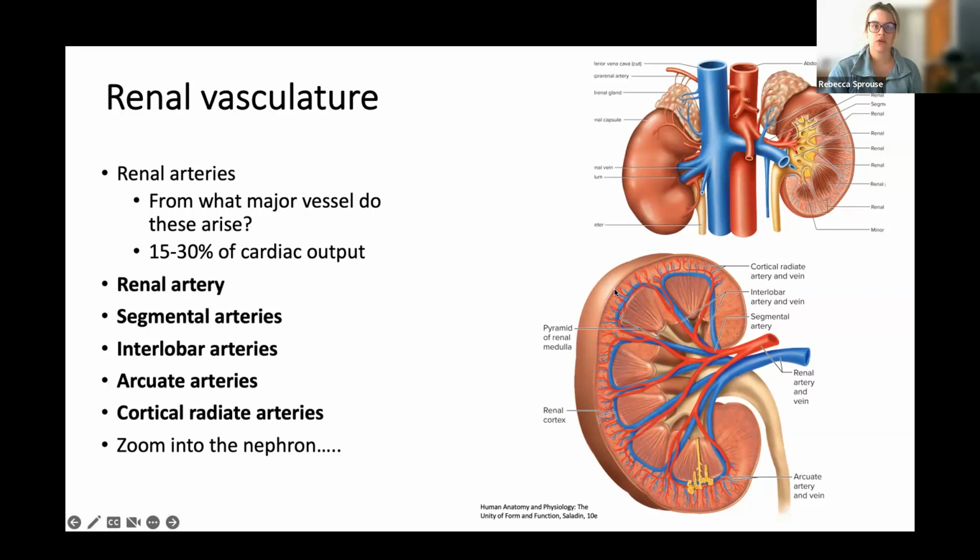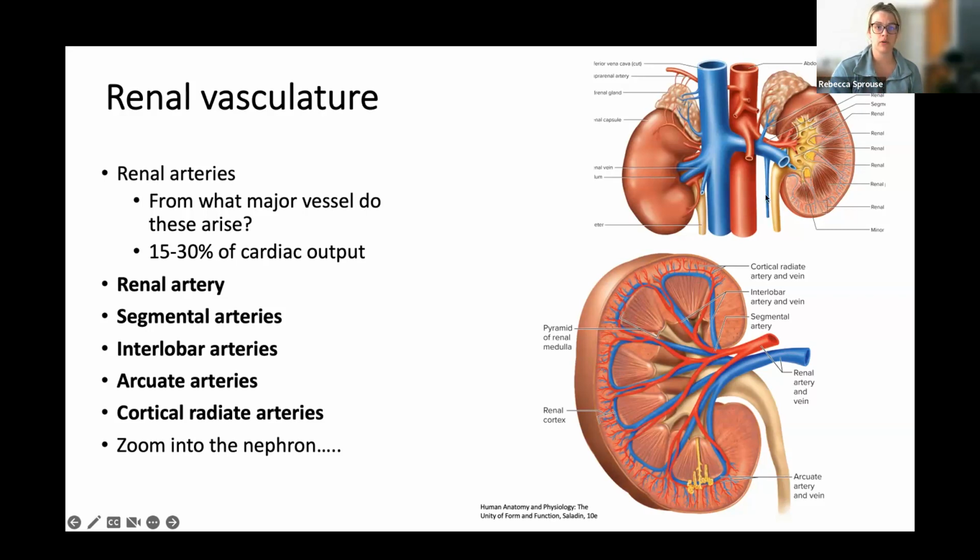After that, we do have more vessels that are itty bitty teeny tiny, but that's going to be in part 2, because that's going to be more microanatomy. That's going to be at the level of the nephron. And so this is just macroanatomy. So we're going to stop there until part 2. So that's the major arterial system.